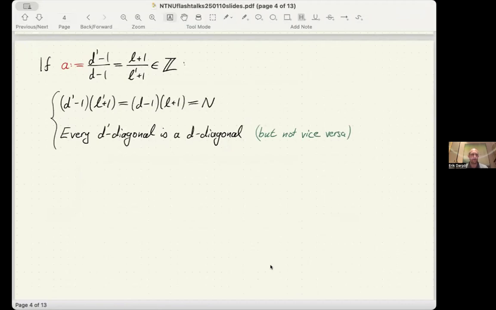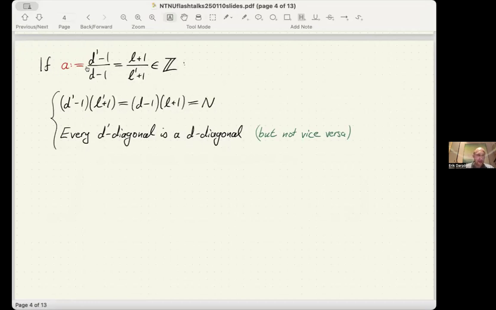You will also notice that if you have the number n, that does not in general determine uniquely the numbers d and l. So in case you have some other d prime and some other l prime, and they satisfy this relation between them, then the cluster categories are visualized in the same polygon. They have the same n. Moreover, every d prime diagonal in this polygon will also be a d-diagonal, but not the other way around.